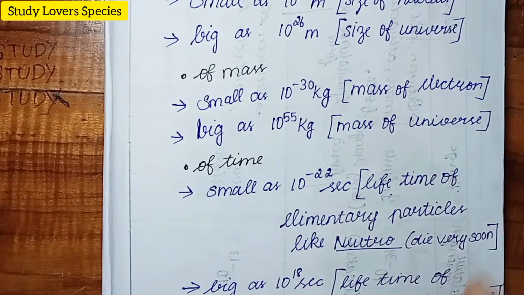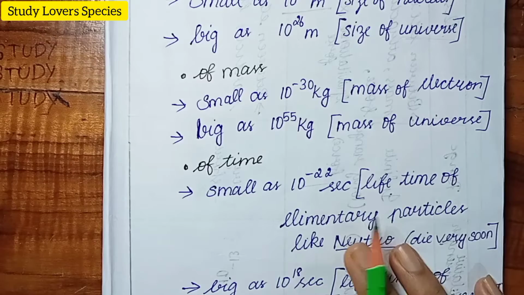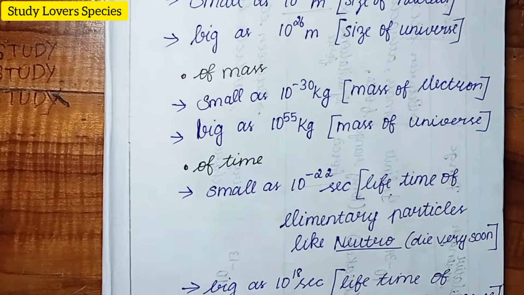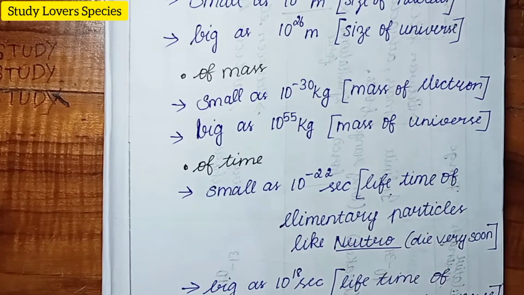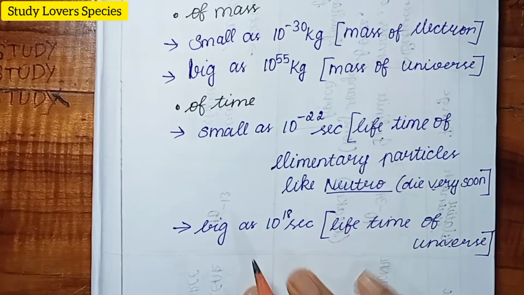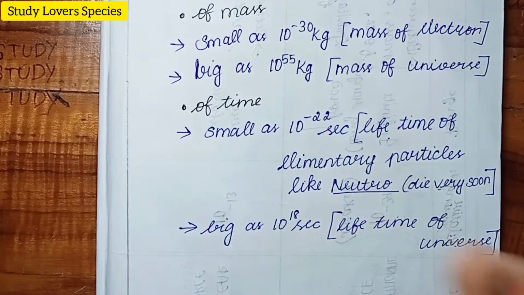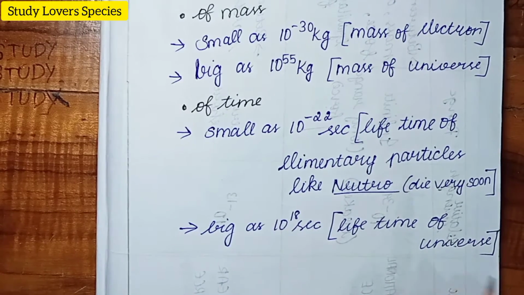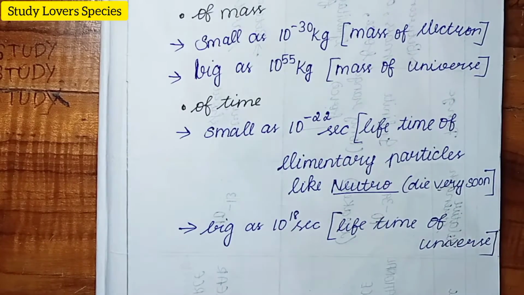This is the lifetime of elementary particles like neutron. This thing will die very soon, as small as 10 power minus 22 seconds. Time ranges up to as big as 10 power 18 seconds. This is the lifetime of the universe.